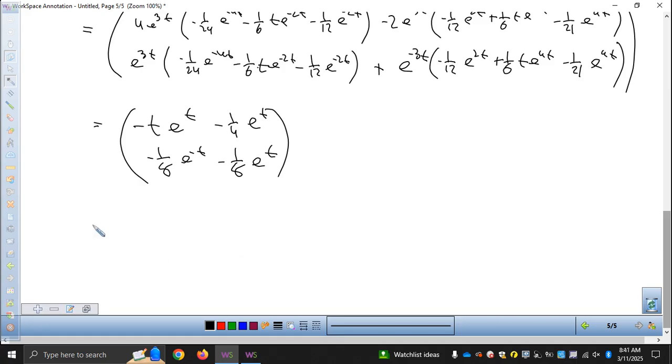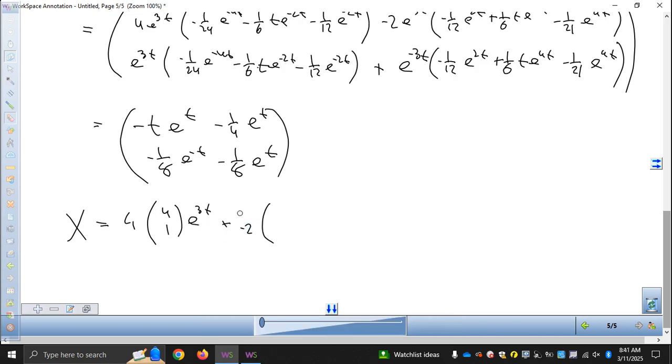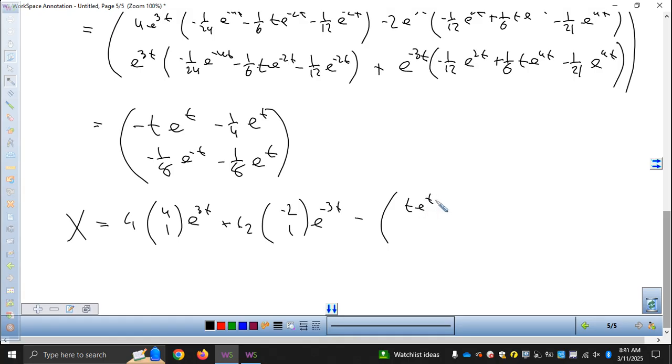And finally, the general solution, x is c1 times 4(1) e to the 3t, plus c2 times negative 2(1) e to the negative 3t. And I factored out a negative, so I said minus t e to the t plus e to the t, 1/8 e to the minus t plus 1/8 e to the t. And there is our general solution.